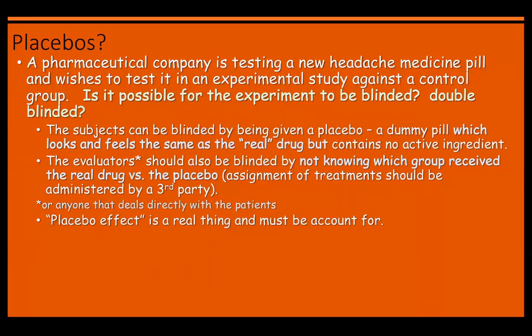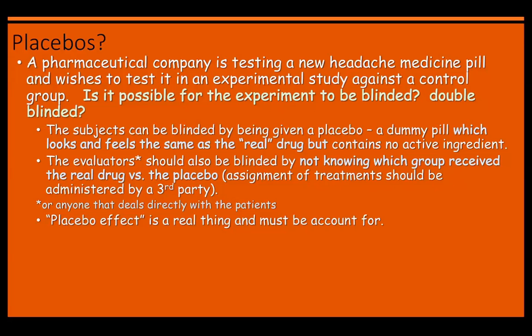Active ingredients are what make it work, right? Any prescription or any drug that you can buy in CVS or Walgreens or Target has an active ingredient. It's got a whole bunch of other stuff in it, but the active ingredient is what makes it work. So there is no active ingredient for a placebo because they don't want it to work. They want it to be just like you're drinking water. The evaluator should be blinded by not knowing which group received the placebo versus the real drug. It should be administered by a third party, okay?